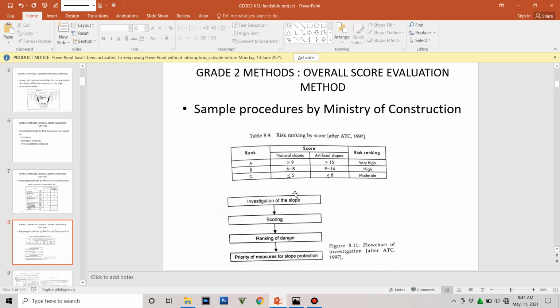And then this is actually the flow chart of the scoring method introduced by the Ministry of Construction. So it came from the investigation of the slope. Of course, we're going to use the checklist, and then we score, and then we rank the danger, and that will be the basis to prioritize measures for slope protection, because we could not address all of the slopes. Yun nga, sabi mo matarik, pero hindi naman pala masyadong delikado. So the basis is the ranking of danger. Okay?